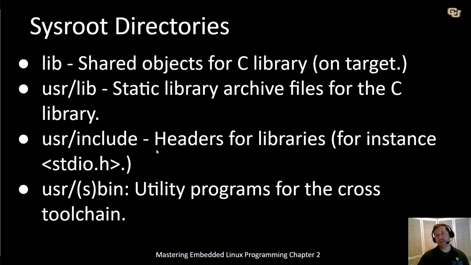And user include is where the header files are going to be. So when you do stdio.h, this is where that file is going to map to when you're cross-compiling. And then user sbin is where the utility programs for the cross toolchain would be located. So this would be as a part of your build step or after to analyze the output of your build. If you need to run host tools that know how to analyze ARM executables, this is where those files will be located in your sysroot.